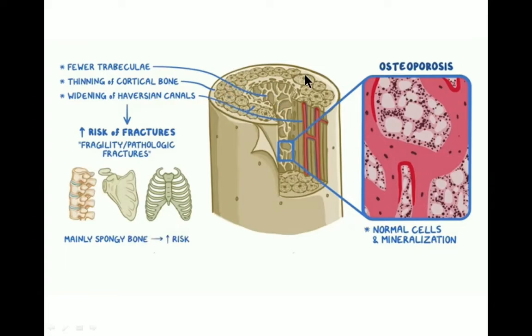And because the cortical bone is thinned down, the central part, that is the Haversian canals, will widen. So all these changes in the bone lead to an increased risk of fractures. The bone becomes more fragile. That's called a pathological fracture. And this is usually more prominently observed in the vertebral column, the shoulder bone, and the rib cage, because all these especially have spongy bones, which are at higher risk.